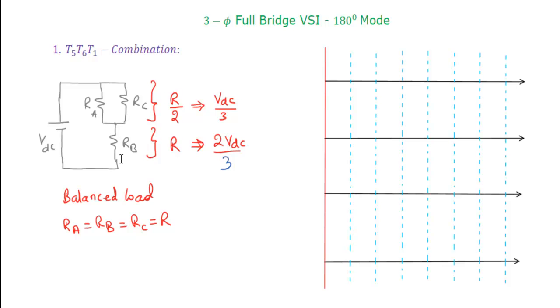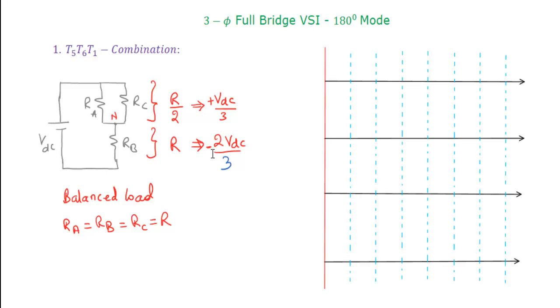Okay, so voltage across RB will be 2 VDC by 3, and across phase A and phase B will be VDC by 3. Now if you consider the neutral point, because the neutral point will be here, with respect to the neutral point these phases are connected to the positive terminal of the source, that's why this will be positive VDC by 3. And with respect to the neutral point, this phase is connected to the negative terminal of the source, that's why this is minus 2 VDC by 3.